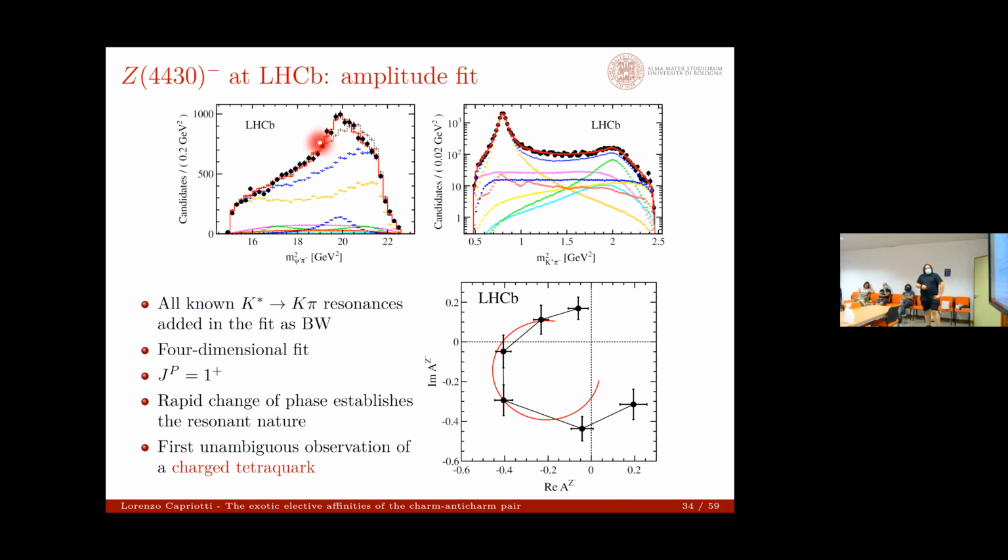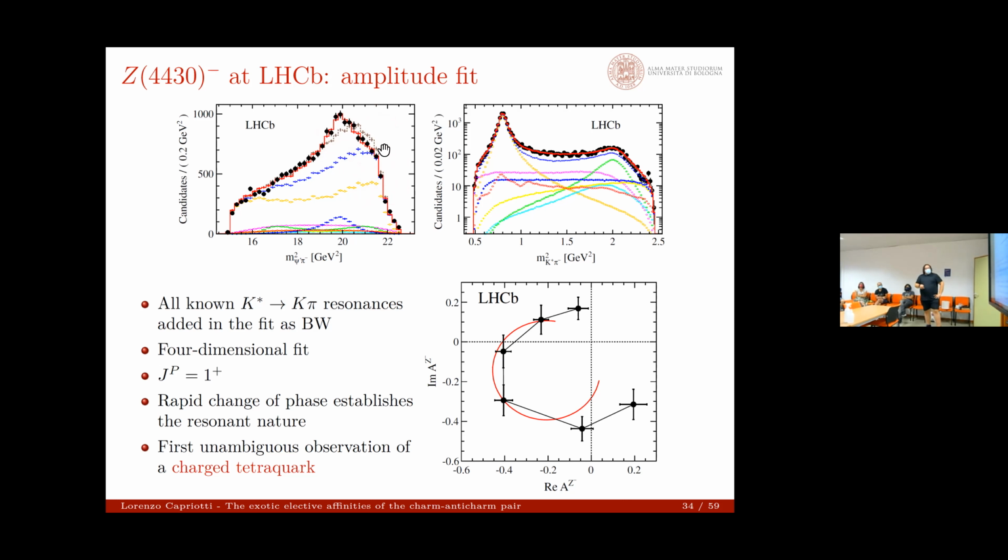So in the amplitude fit, you use all the known K-star resonances as Breit-Wigners. This is specifically a 4-dimensional fit, and you can actually see that, I forgot to put a legend here, but the red line is the full fit. Well, this other line here, the brownish one, I think, is the fit without any exotic contribution. So you really need a Z(4430) to explain the data.